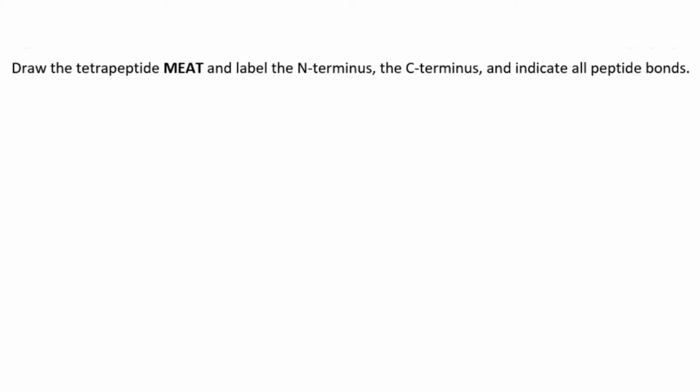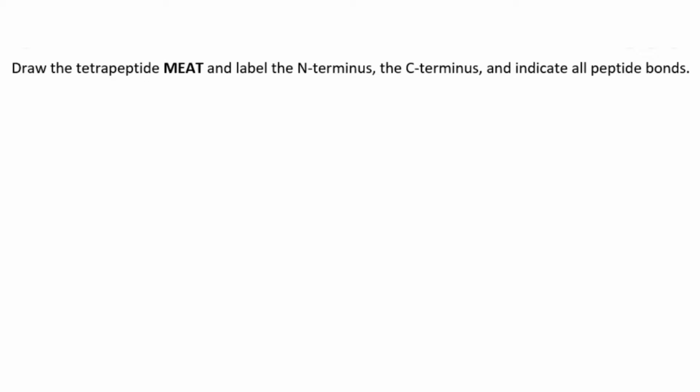Okay, today we're going to look at this problem. Draw the tetrapeptide MEAT and label the N-terminus, the C-terminus, and indicate all peptide bonds. Alright, you want to understand what a peptide is. A peptide is a single strand of amino acids. So a tetrapeptide is going to be 4 amino acids strung together.